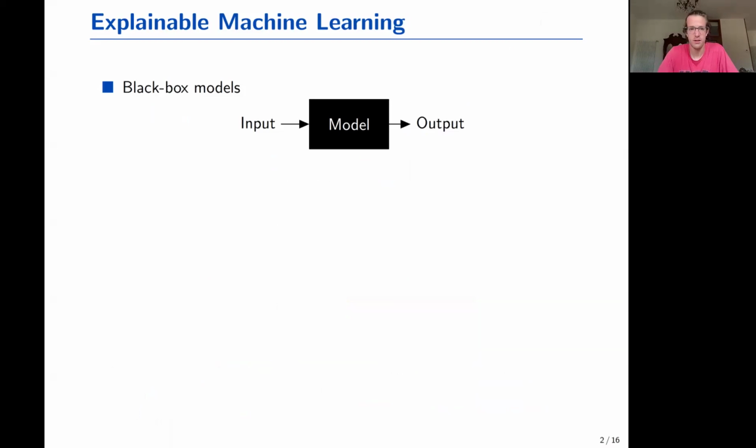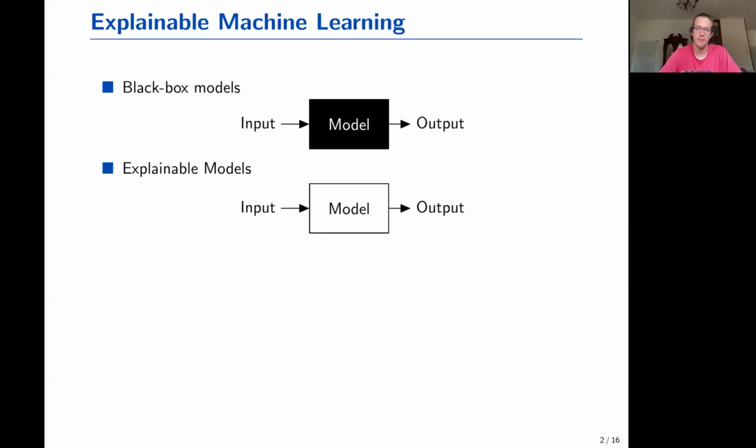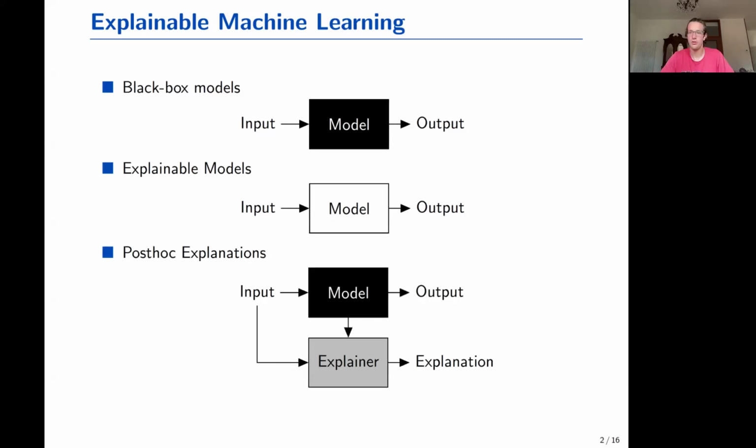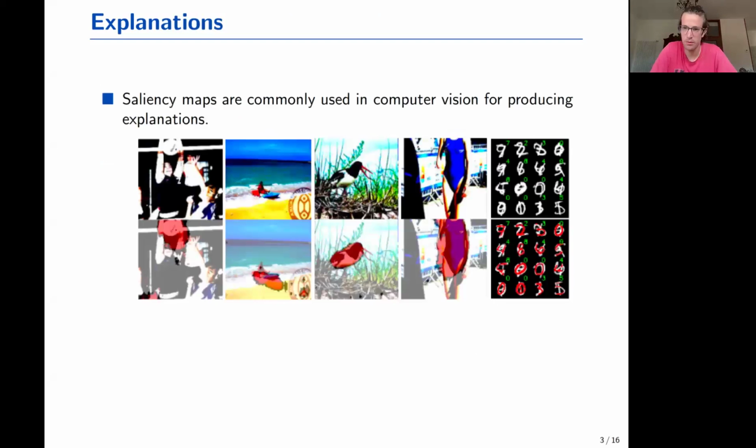One way to go about this is to use explainable models, which might lose a bit in terms of performance. Another way is to use post-hoc explanation techniques to generate interpretations of black box models. One example of such techniques are saliency maps, commonly used in computer vision, that highlight the specific portions of the input image that are deemed important for the classifier decision.